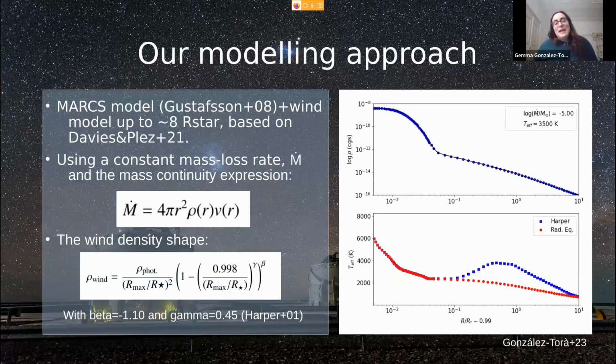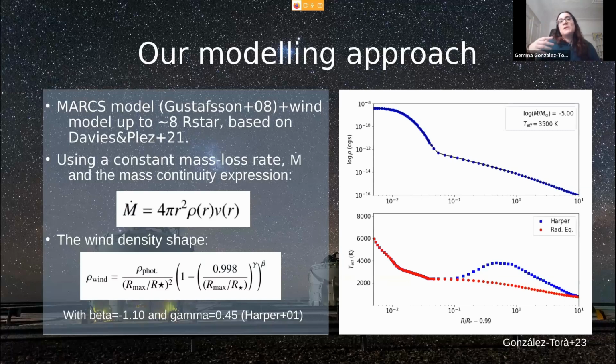So the thing is that we are including these layers, but with our new modeling approach, we are naturally reproducing the layers of the atmosphere without having to include them artificially. So this is our model, which is a really basic 1D model. We start with a MARCS model, and then we extend it up to 8 stellar radii.